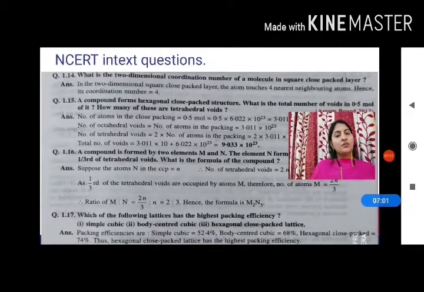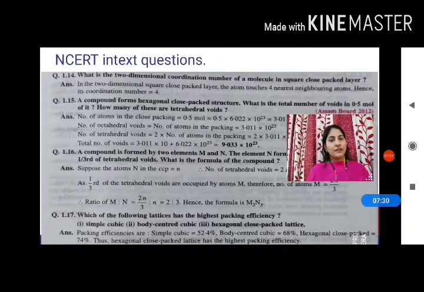So here's the home assignment for today's class, that is NCERT intext questions. What is the two-dimensional coordination number of a molecule in the square close packed layer? In the two-dimensional square close packed layer, the atom touches 4 nearest neighboring atoms, hence its coordination number is 4.